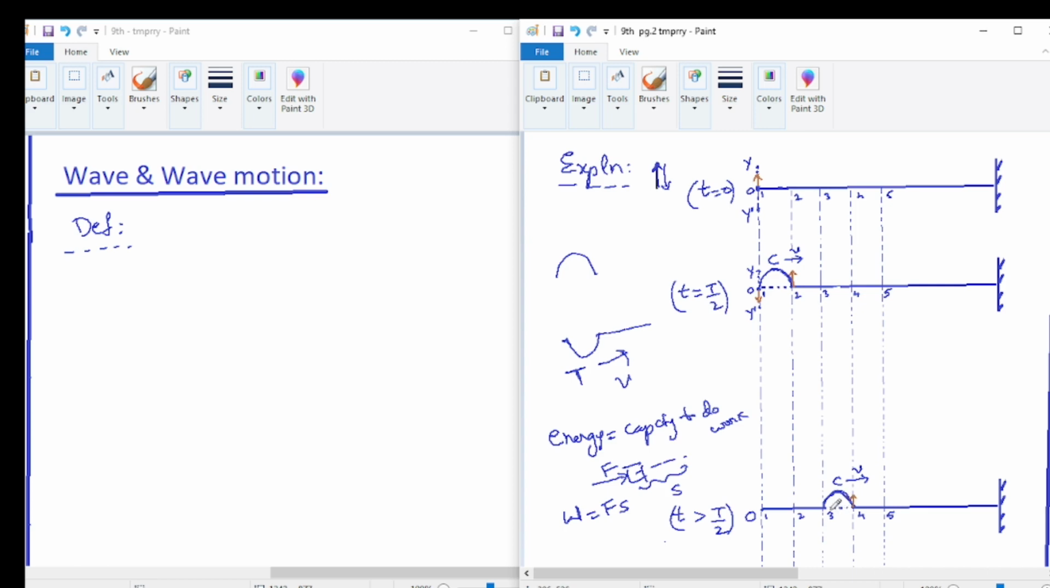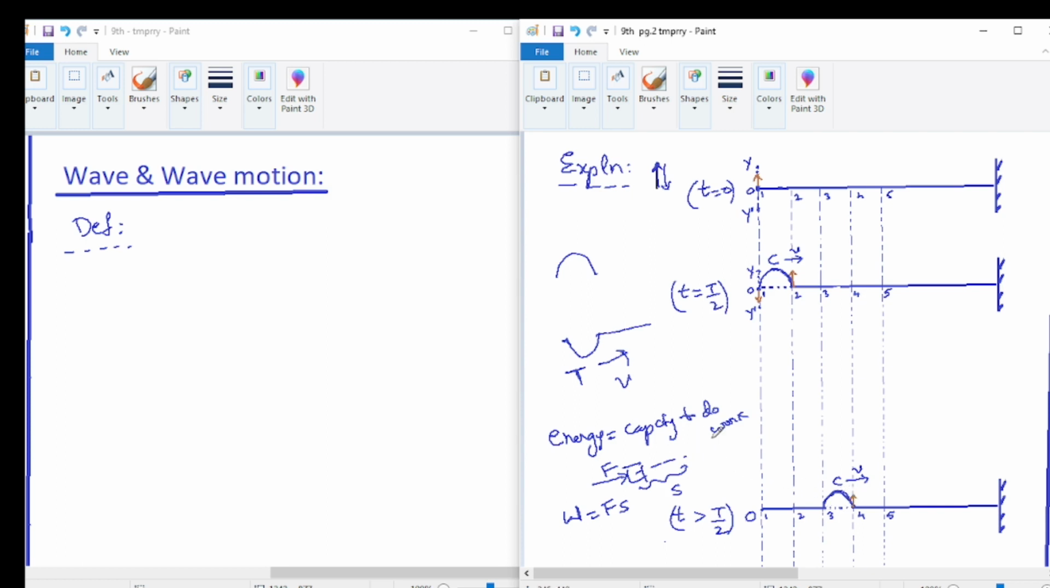So the wave has the capacity to do work. Capacity to do work is nothing but energy. That's why wave is called energy. We have seen that energy exists in different forms: kinetic energy, potential energy, heat energy. There are different forms, so wave is another new form of energy.